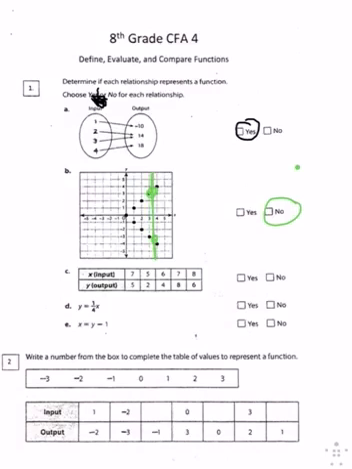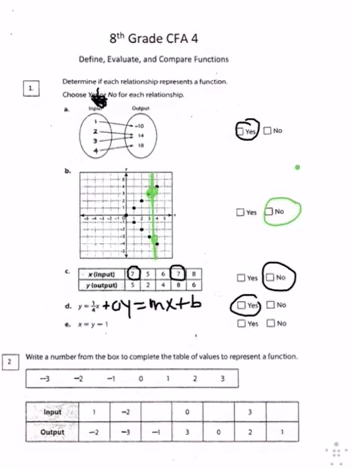Letter C. Letter C is no because, again, the number 7 is used twice. X values can only be used one time. Letter D, y equals 1/4 x. That is yes, because it is in the form y equals mx plus b. The plus b, it would just be plus 0.